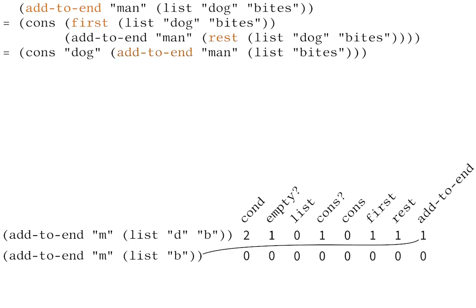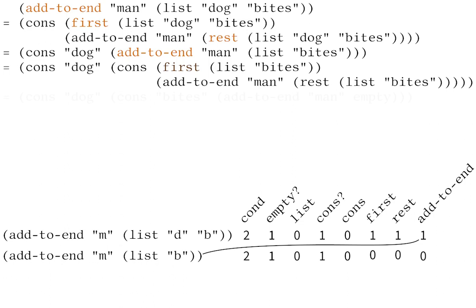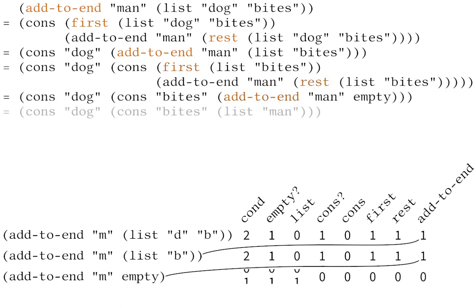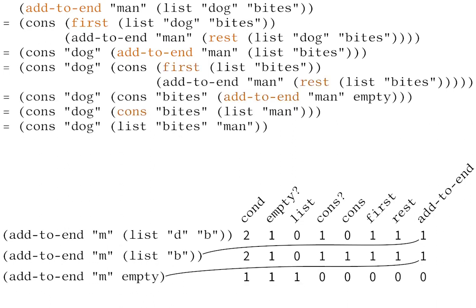So far, so good, but we're not done yet because the recursive call to addToEnd still has to run. And after the recursive call is done, there is still a cons before we're finally done.